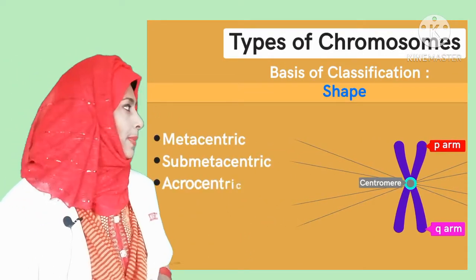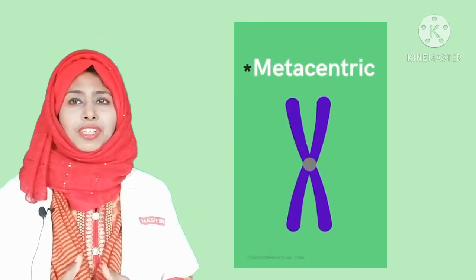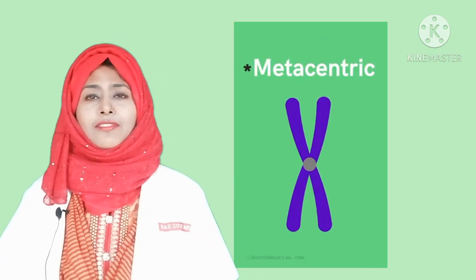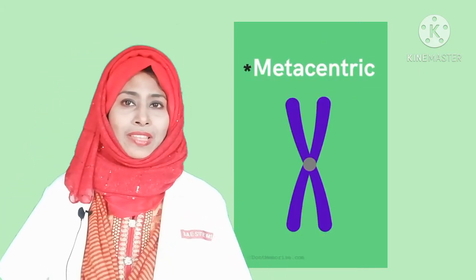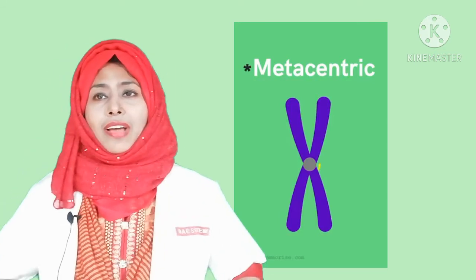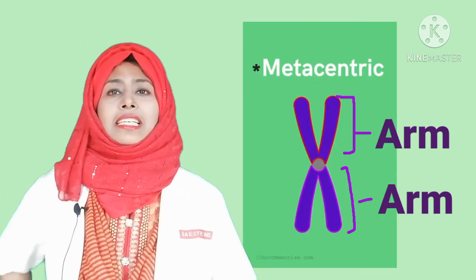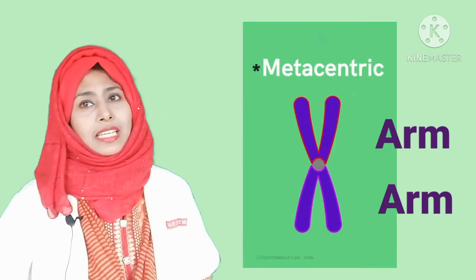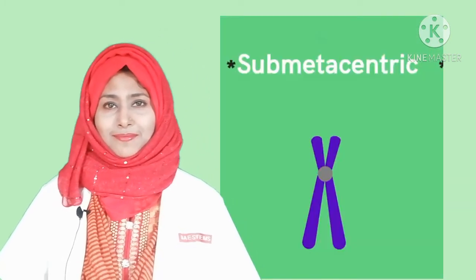Number 1, metacentric chromosome. When the position of centromere is at the middle of the chromosome, it is said to be metacentric. Thus, metacentric chromosomes have 2 equal arms. During anaphase, this type of chromosome appears like the English letter V.